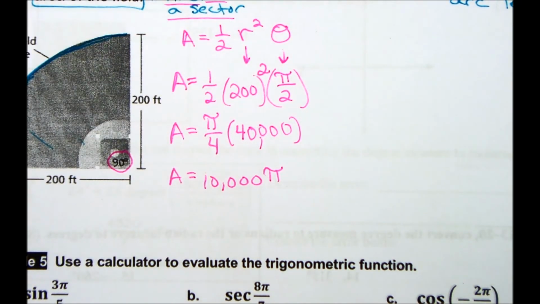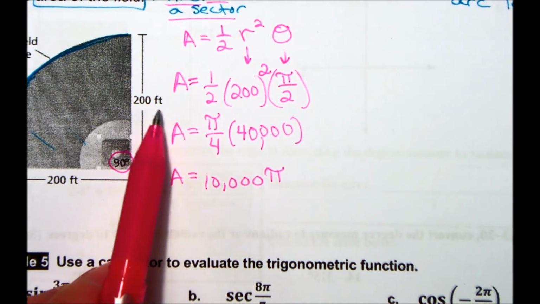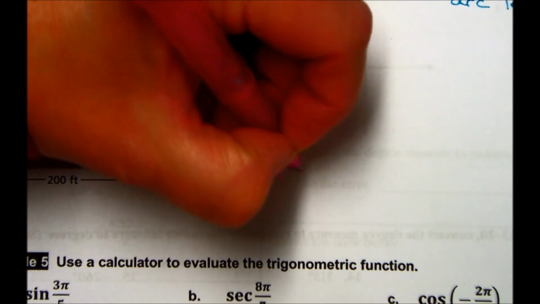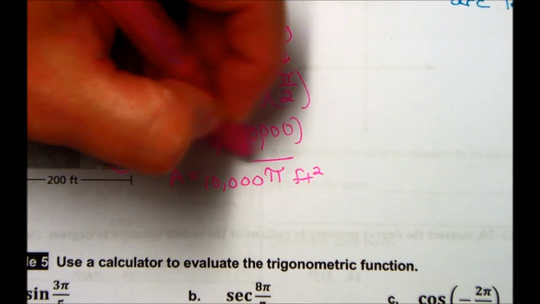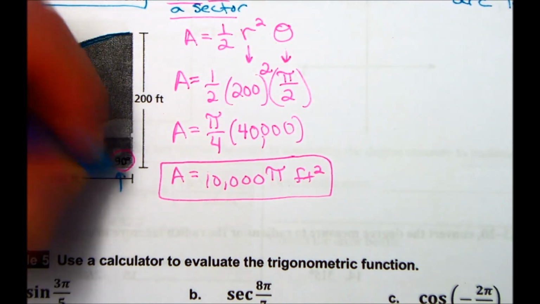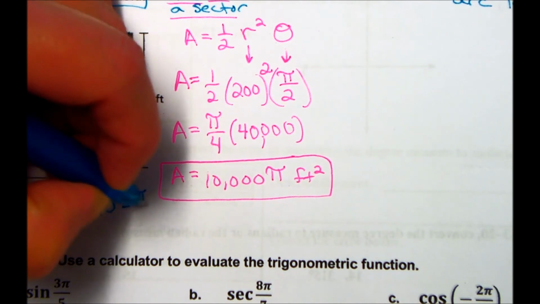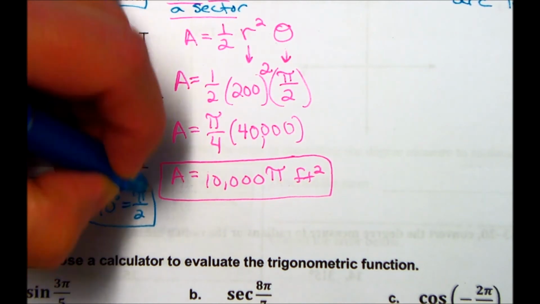So the area of the sector is 10,000 pi. Unit of measure, feet, so feet squared. So there's our area. And in case you didn't get that, 90 degrees is equal to pi over 2 radians.